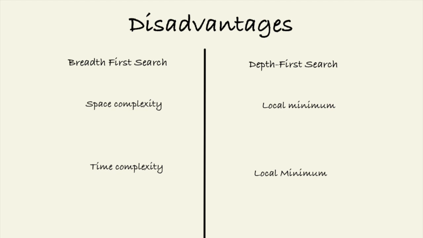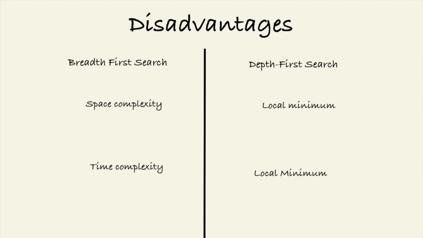Obviously, where there's advantages, there's disadvantages. The disadvantages of BFS. There's space complexity. BFS can be very memory intensive, especially for large graphs or trees. It needs all the visited nodes in a queue data structure, which can take a lot of space. And it also has time complexity. BFS can be slow for graphs with large numbers of nodes or edges.